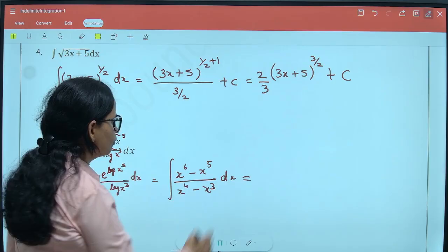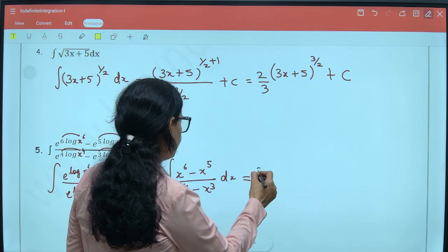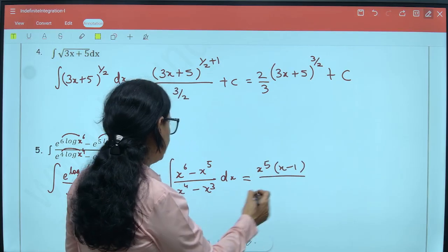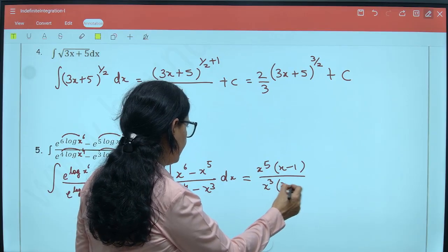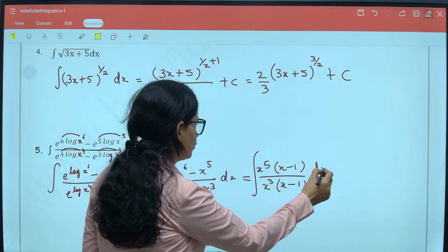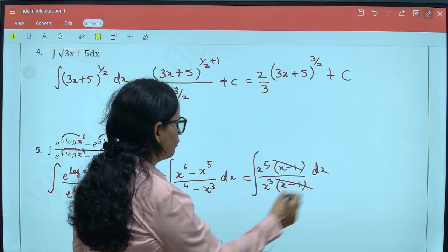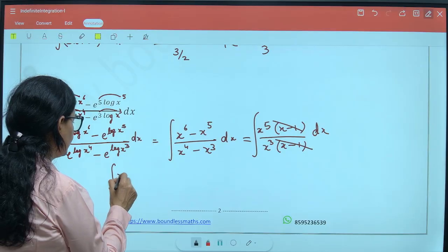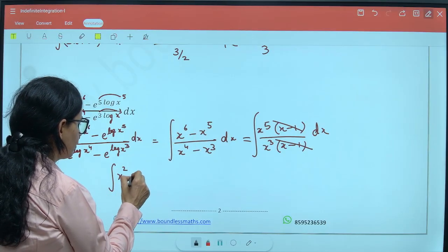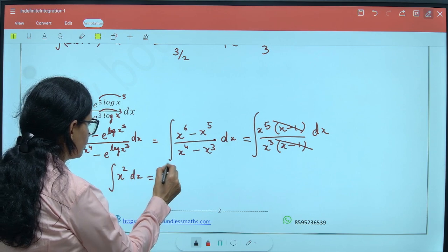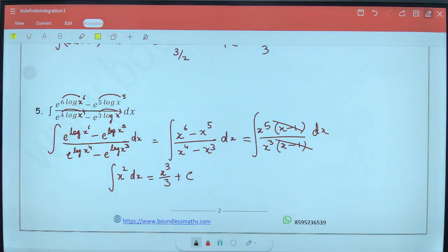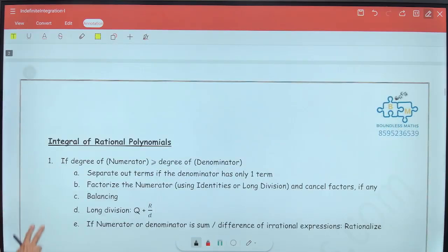Now you can take out common from both the terms. So it becomes x to the power 5, and in the bracket you have x minus 1 left out. In the denominator you have x cube and x minus 1. So here x minus 1 gets cancelled, and we have eventually x to the power 5 upon x cube. So this becomes integral of x to the power 5 minus 3, which is x square. Now this is extremely easy. You can just write x cube upon 3 plus the constant of integration. So this becomes your answer. So these were some very basic questions that use the primitive formula for just doing integration.